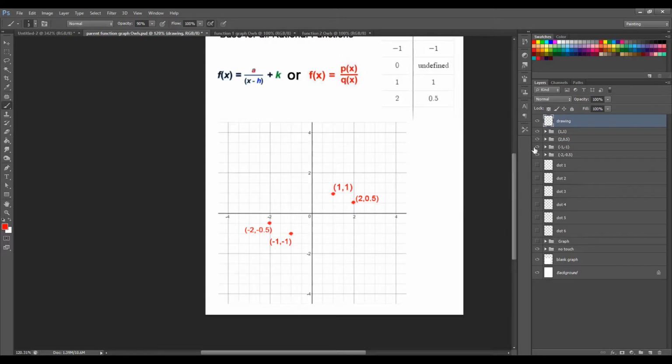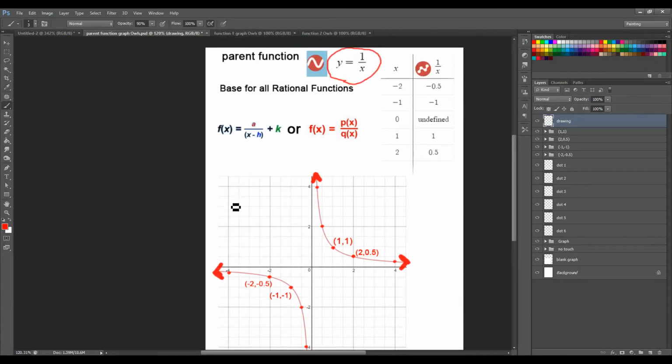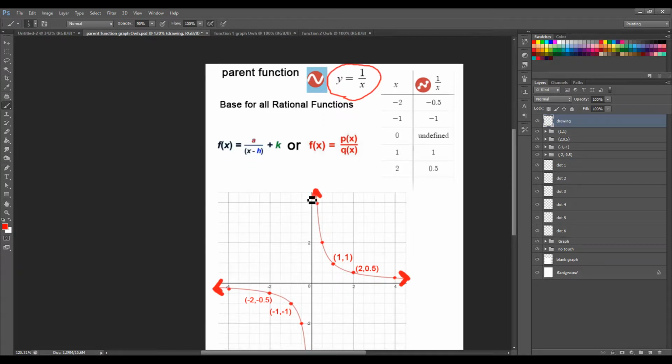Those are just a few points, but once you add a few more, it'll look like that, and it'll make a whole graph. It's continuous, and it kind of looks like two boomerangs or an hourglass. So that's what a parent function looks like.